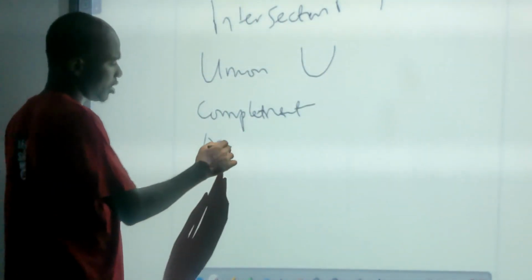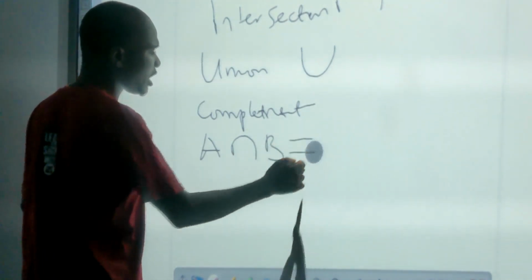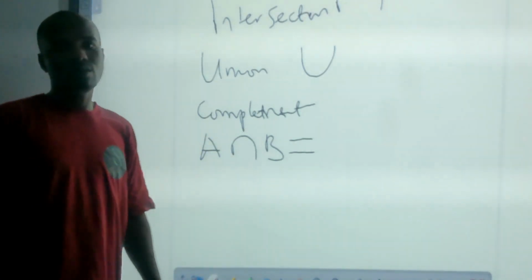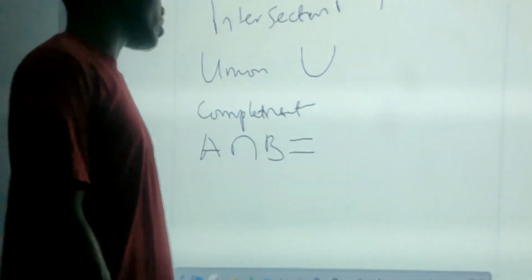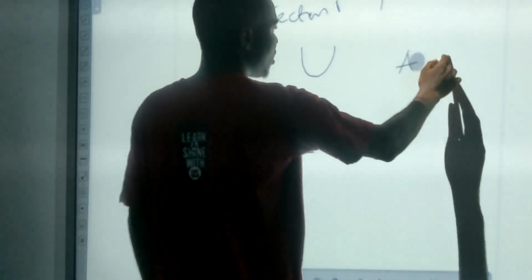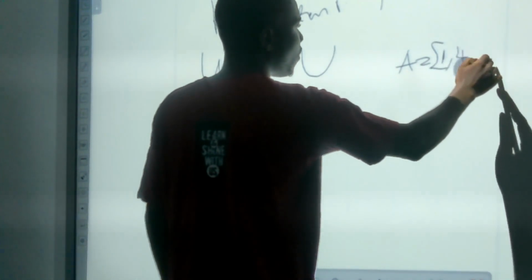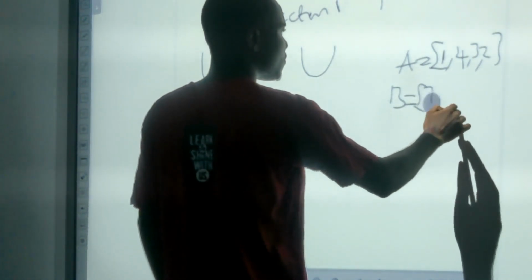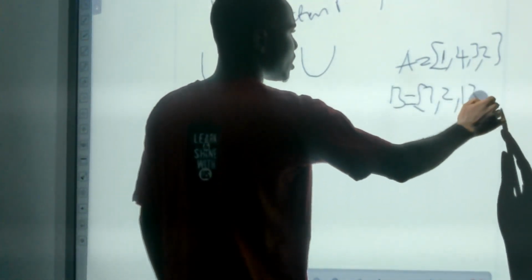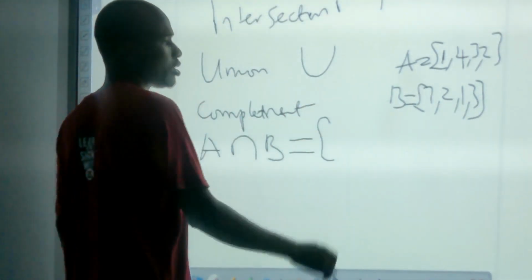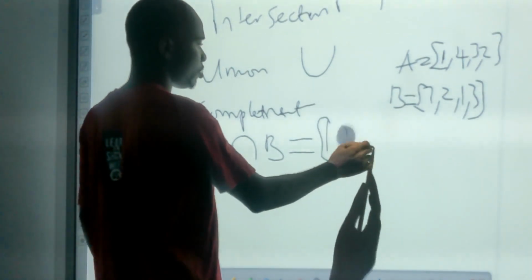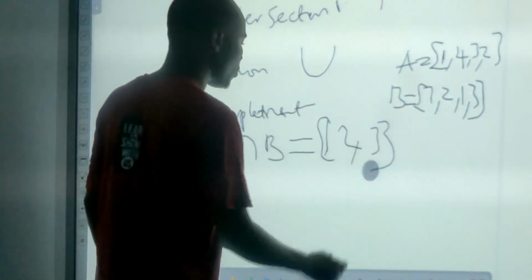The intersection between two sets, A and B, for instance A intersection B, includes all the elements that are common to both A and B. If I define my A to be a set of 1, 4, 3, and 2, and my B to be a set of 7, 2, 1, 3, then the intersection between A and B is 1, 2, and 3. That is what is common to both.